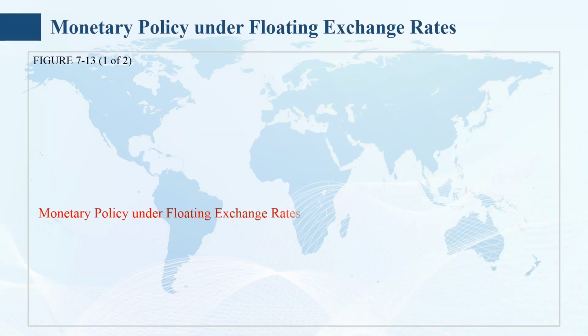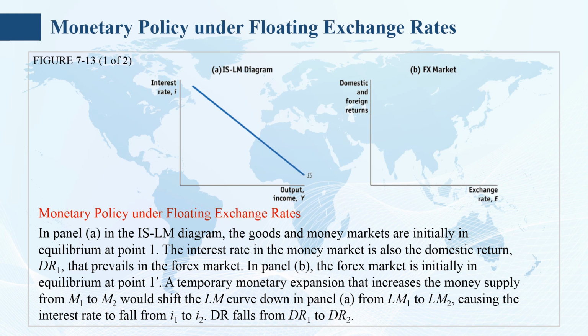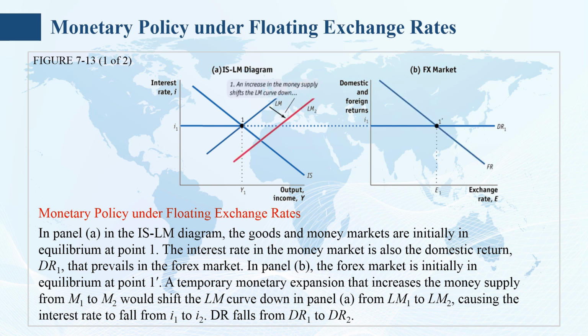Figure 7-13 illustrates the prediction of the model. In panel A, in the IS-LM diagram, the goods and the money markets are initially in equilibrium at point 1. The interest rate in the money market is also the domestic return DR1 that prevails in the foreign exchange market. In panel B, the foreign exchange market is initially in equilibrium at point 1.